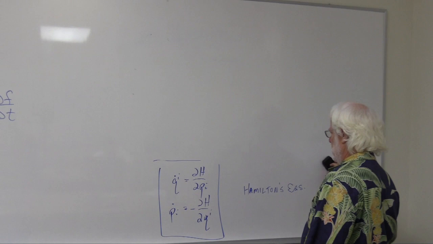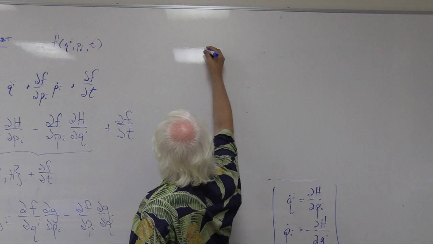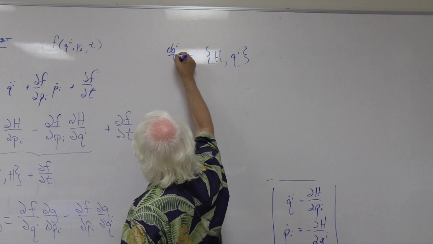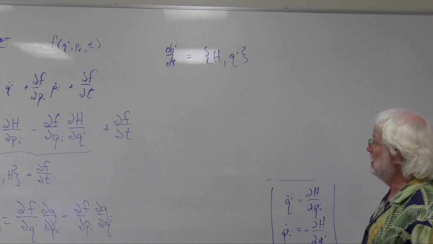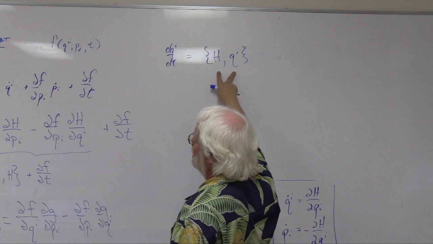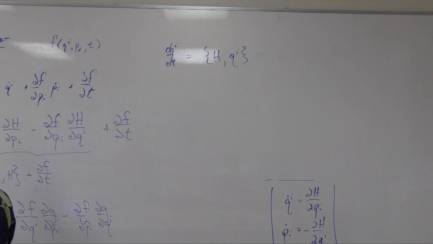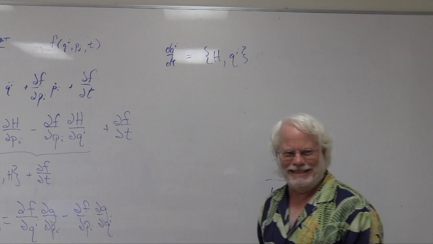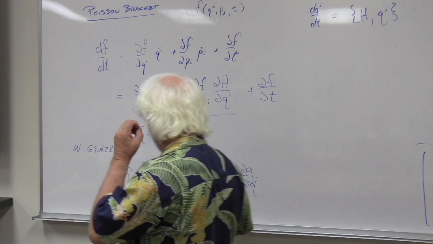Let's leave the equations here. Suppose we look at the time evolution of the coordinates. All right, this is dq/dt. And why is it dq/dt? Because that's how we compute the time rate of change. This incorporates the minus sign, so I'm just going to put the sign this way, so that the H goes there. So we're going to define our Poisson brackets with a funny sign.